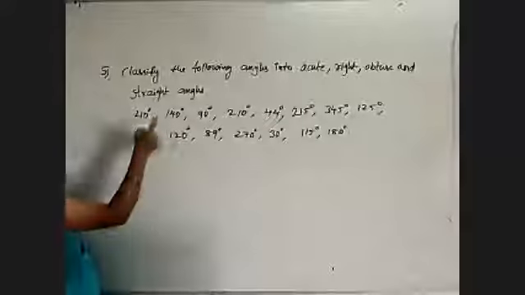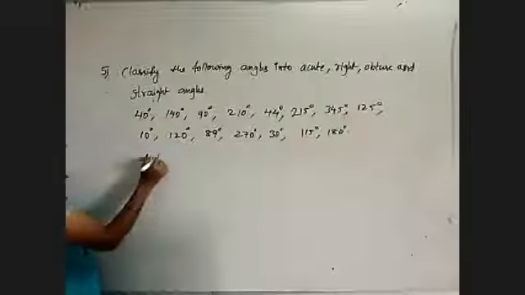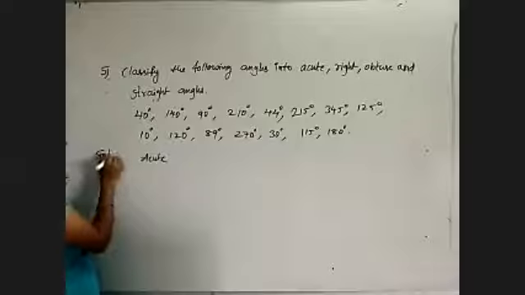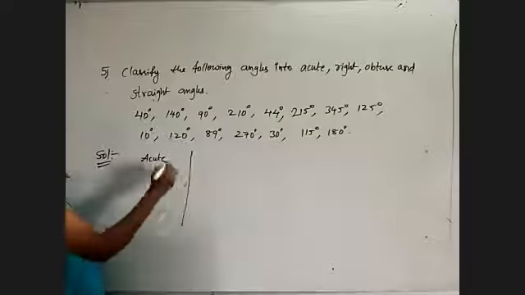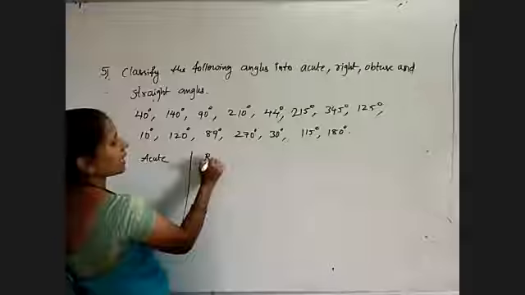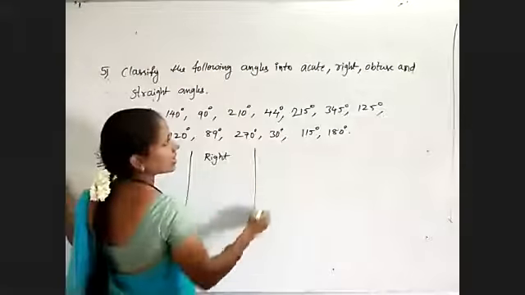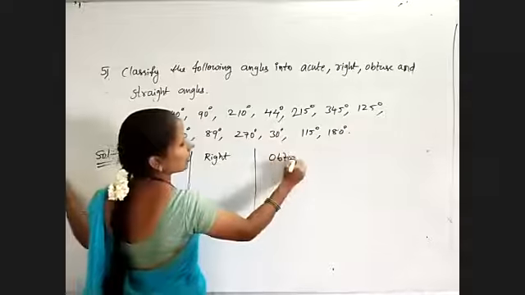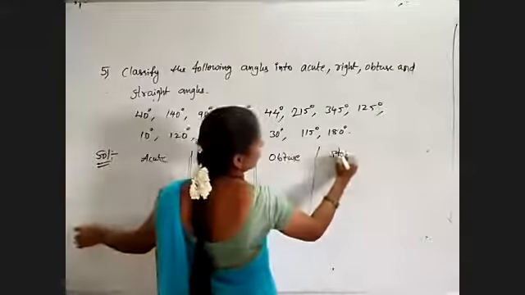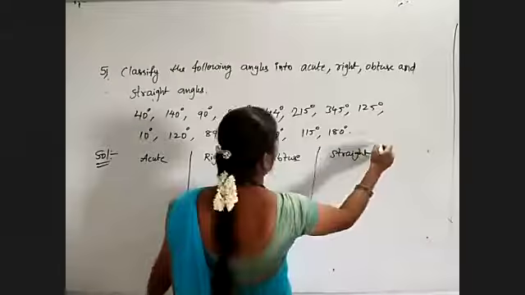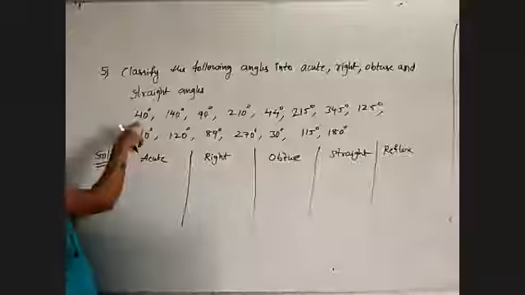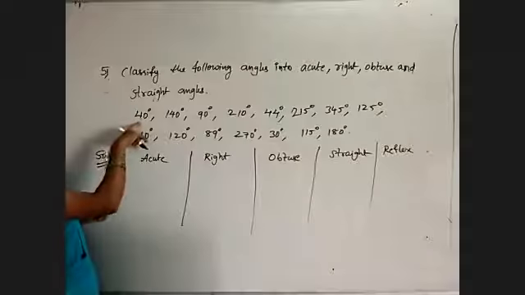Now classify the angles. First of all, they have mentioned acute. Whatever they have mentioned, note down. Acute angles we need to classify. Next, right angle. Next, obtuse and straight. After this, we have reflex also. So that one also is the first value, 40 degrees.